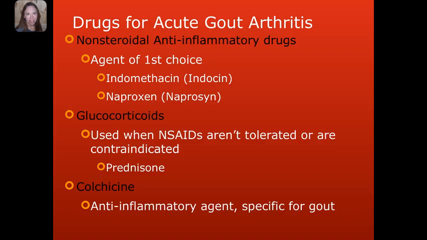We can also use glucocorticoids. Remember, this is going to be steroid treatment. We can use this when the NSAIDs aren't tolerated. And of course, prednisone would be the drug of choice for the glucocorticoid. But remember, that has to be short-term use. There are too many side effects if we put a patient on glucocorticoids long-term. Another medication is colchicine, an anti-inflammatory agent specifically for gout. So we do see positive effects from this.